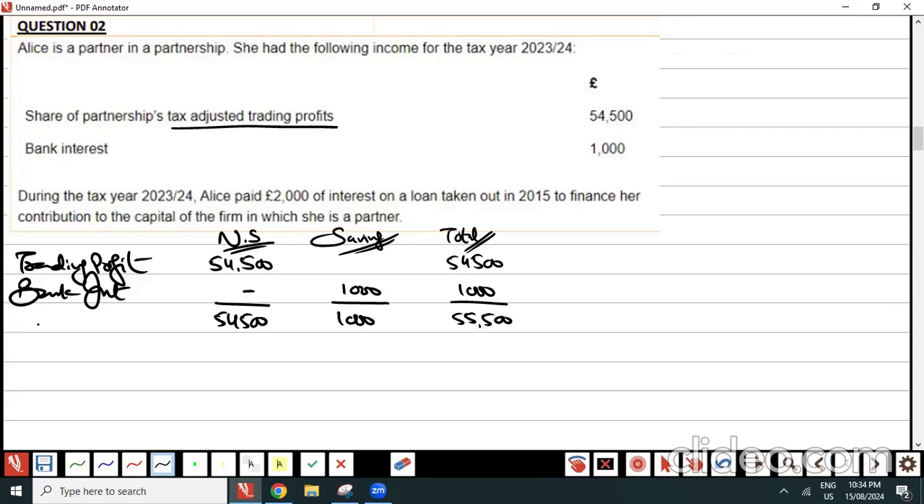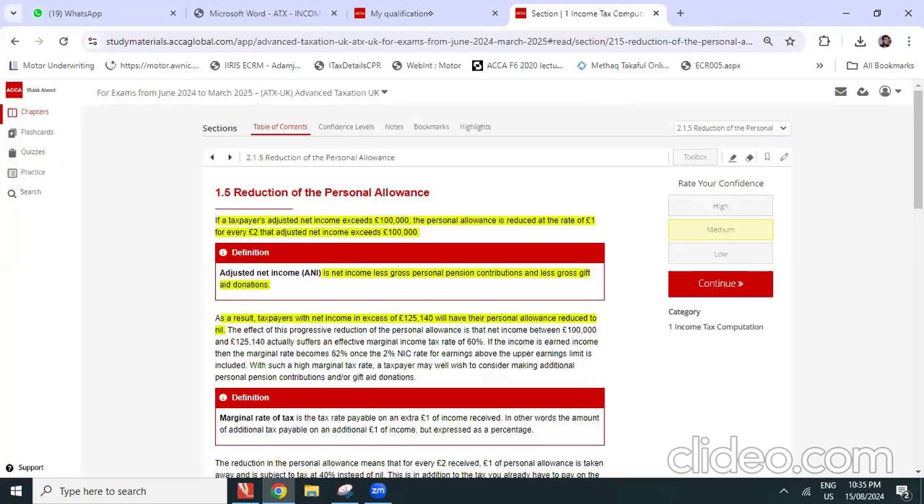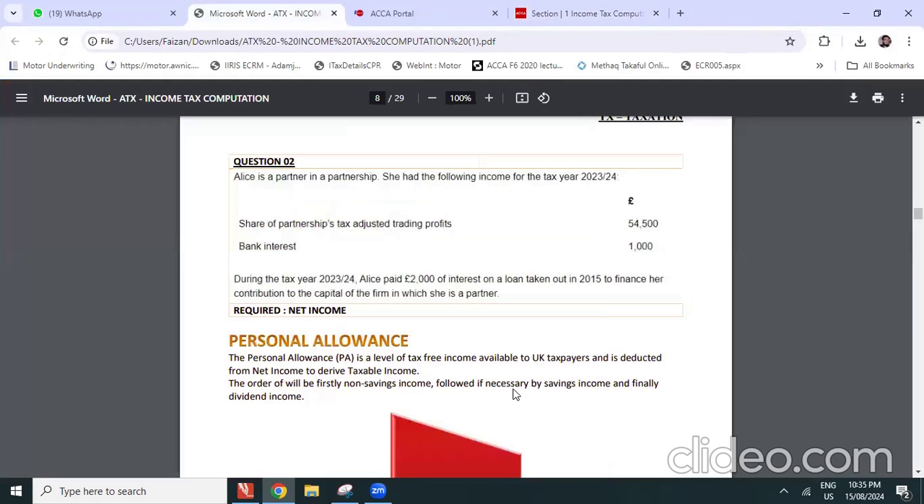During the tax year, she has a total income. Qualifying interest, let's see: 2,000. We know interest payment might be a qualifying interest. Let's see the conditions, where those are.